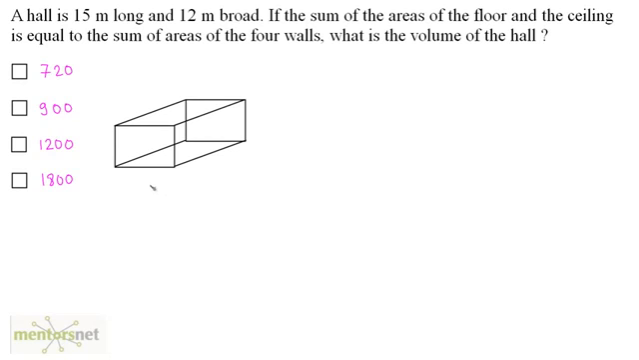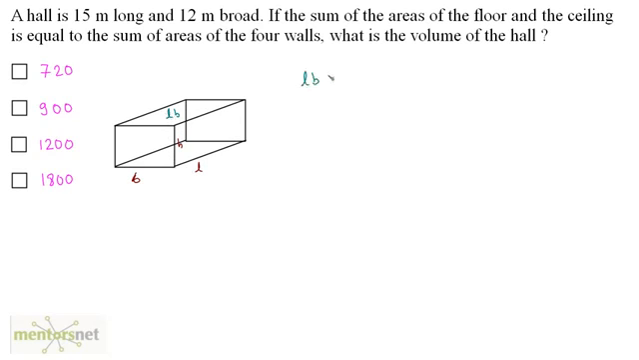So this is our hall. We have the breadth, the length, and the height. Now we have been given that the sum of the areas of the floor and the ceiling is equal to the sum of areas of the other four walls. Well, what is the area of the floor? Well, that's L times B, isn't it? This is B, this is L, so the area will be L times B. And the ceiling is similar to the floor. The area is the same.